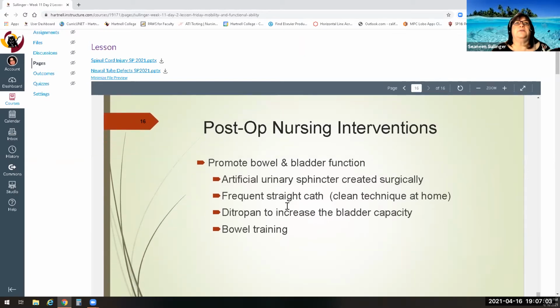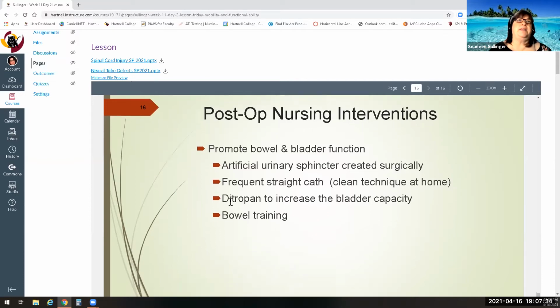And so oftentimes, not right away, but eventually they'll do a suprapubic catheter. So instead of them having to cath through the urethra, they'll do a suprapubic, which would access through the front, which is kind of cool because then they have use of arms so they can reach it better. It's a much easier way and makes for independence and self-management of their care. And then Ditropan is another medication to help increase the bladder capacity.